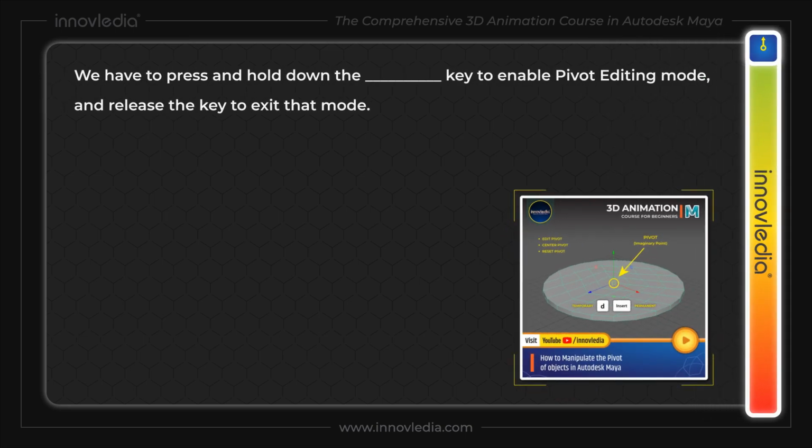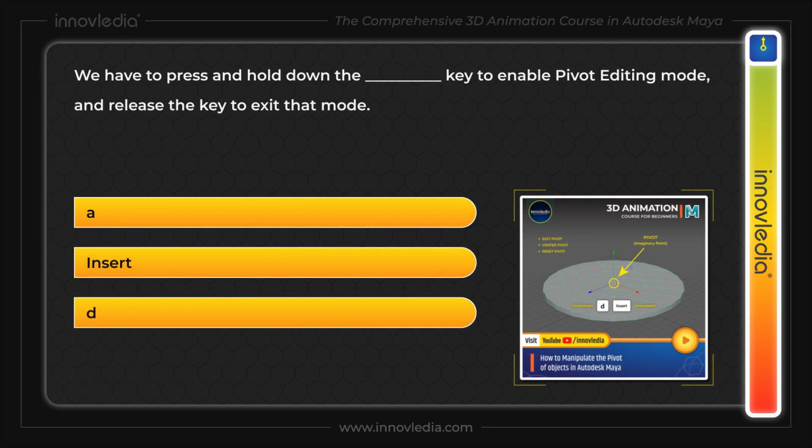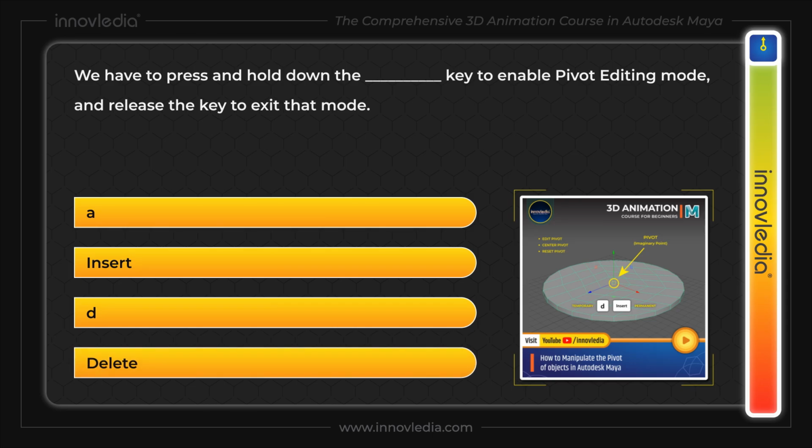We have to press and hold down the dash key to enable pivot editing mode and release the key to exit that mode. The options are A. Insert, B. Delete. Your time starts now. And the correct answer is B.